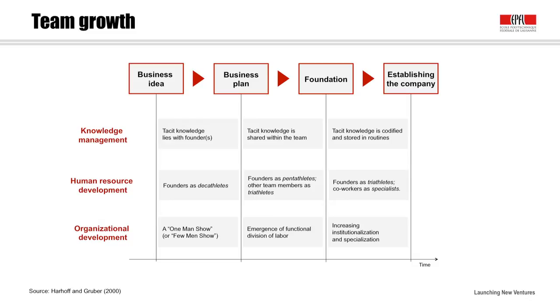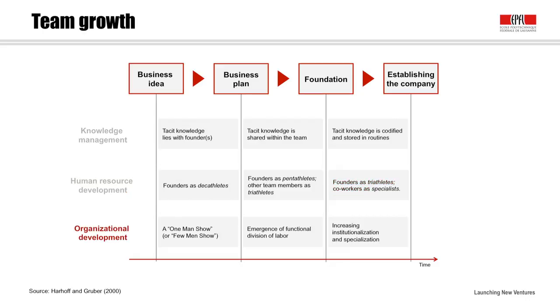Now, if you think about this in terms of the human resource development, one of the ideas here is that you have to be sort of a jack of all trades at first. We call it a decathlete. And then, over time, you specialize a little bit, and so the founders become, instead of decathletes, they become pentathletes. And the other team members are more like the triathletes. And then eventually, the founders are triathletes, and everyone else is a specialist. So over time, again, consistent with the prior page, there is a specialization aspect once the company is growing.